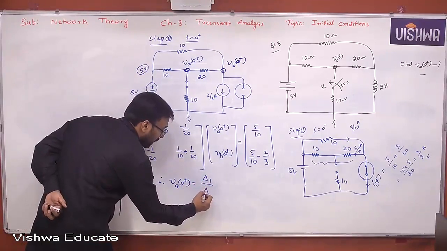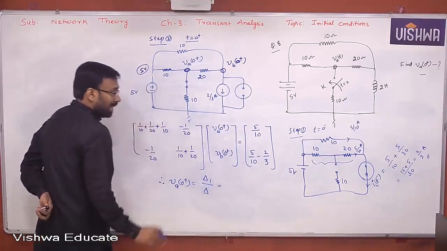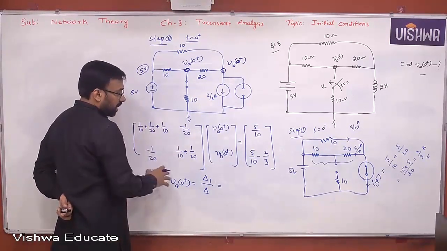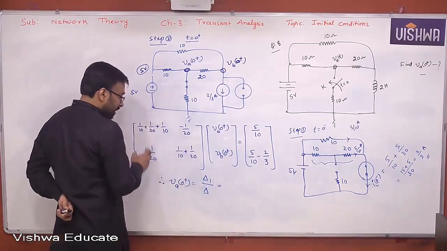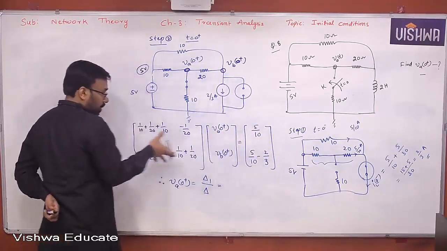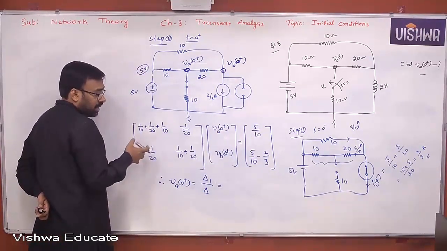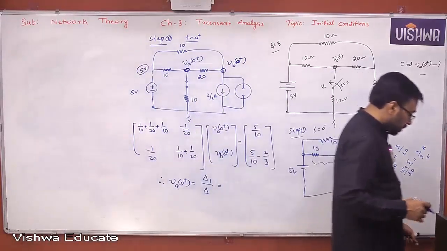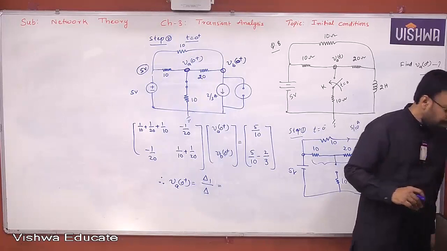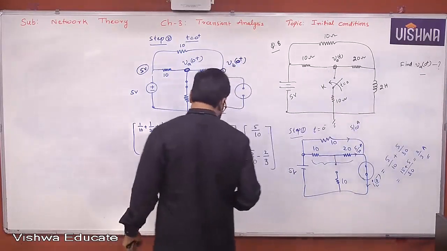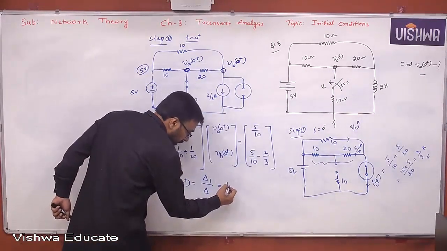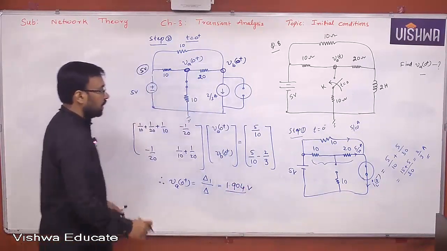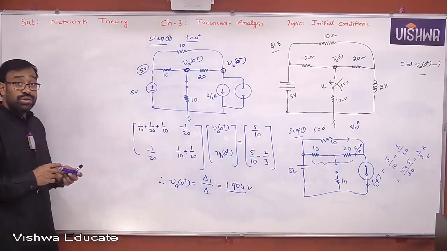Delta 1 by delta. Okay. So please solve this. Delta value is nothing but the determinant of this particular one. Delta 1 is replace this particular column and then find determinant. Then finally you get the answer. I'll give you directly the answer here: 1.904. Please cross check this using your calculator. 1.904 volts. So this is how you need to solve the problems.